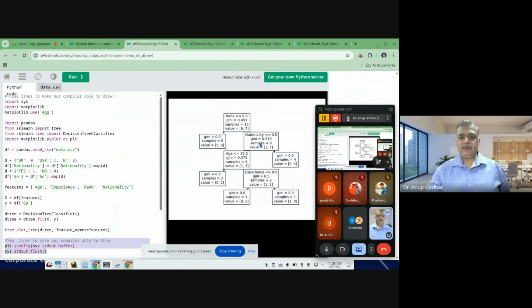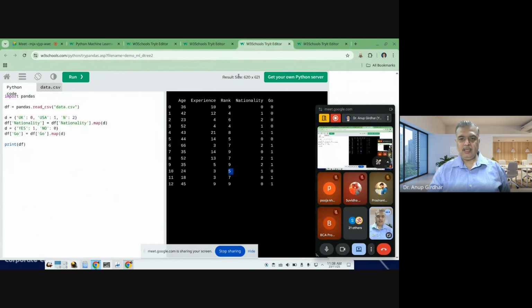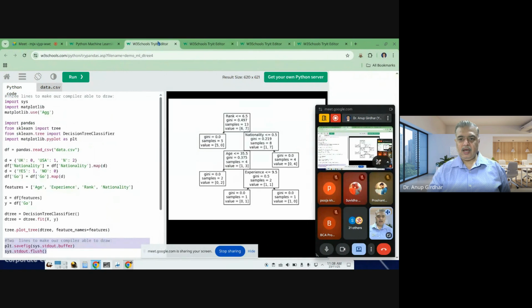Now if the rank condition is false, then what about nationality? In the case of nationality, we have to identify some threshold, and based on that we can segregate the data. So that is 0.5, then the Gini value and then samples. Total samples are 8, where nationality, there you have nationality, is less than or equal to 0.5.